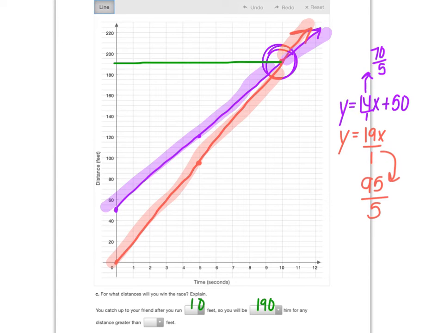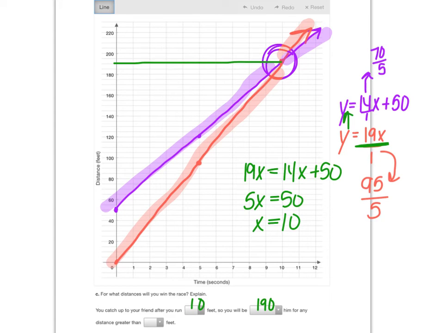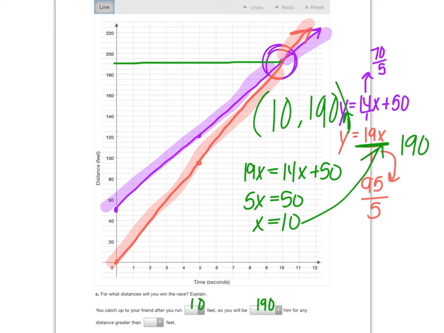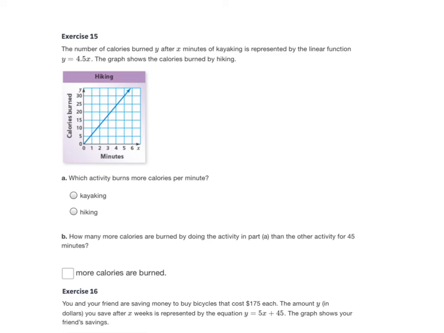I know Big Ideas makes it simple, but I can double check that by setting both these equations equal to each other, using substitution, plugging y in for y, subtracting 14x from each side, dividing by 5, and you can see it is 10 seconds. If you plug 10 into this equation right there, it's 190. So you can see the intersection point is at (10, 190), and that's the answer to the questions down below. All right, more homework problems.